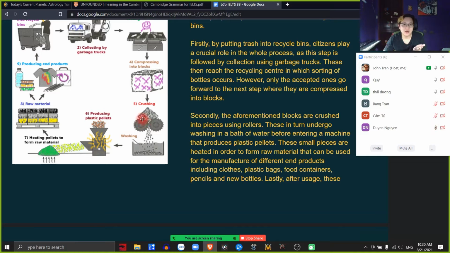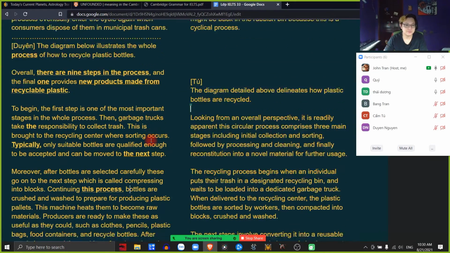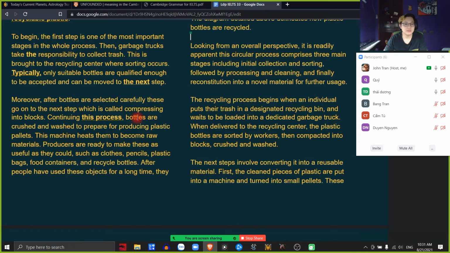But here, you are actually compressing, you're actually crushing what? You are crushing blocks, not any bottles anymore. Yes. So here, continuing this process.